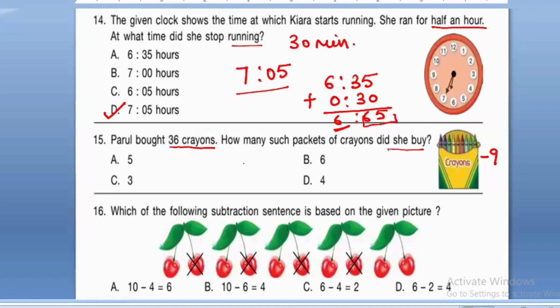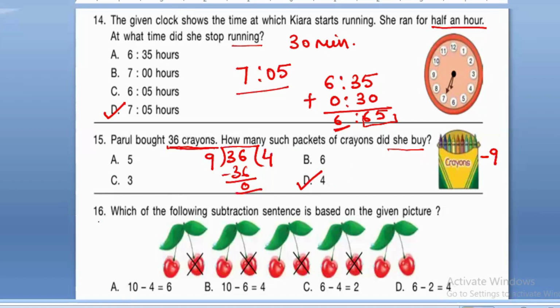Okay, now we need to check how many packets there will be of 36 crayons. Out of 36 crayons, how many packets can we make? We need to check that. The number of crayons in one packet is given over there and they are asking for the number of packets. So what we have to do is divide 36 by 9. When we are dividing 36 by 9, what are we getting? 9 fours are 36. Okay, so what will be our correct answer? Option D will be our correct answer.